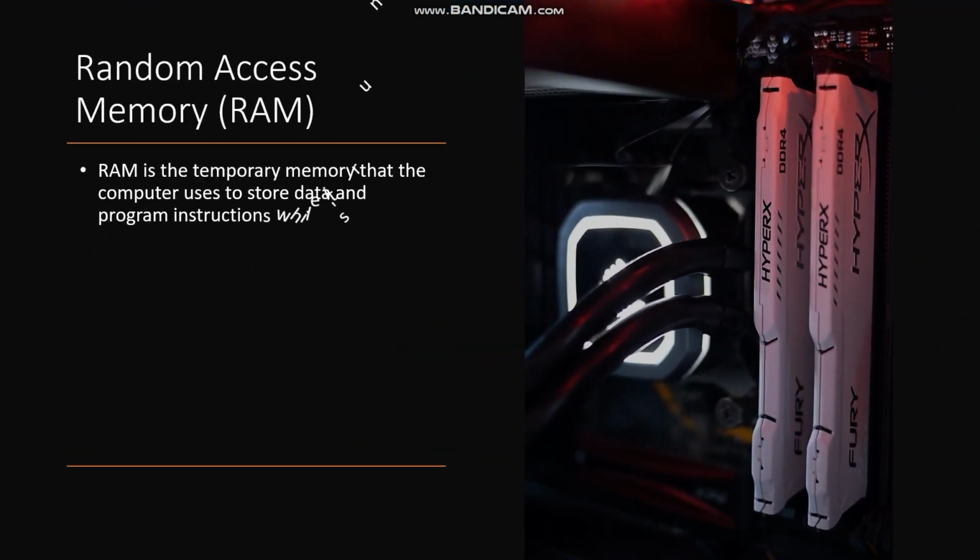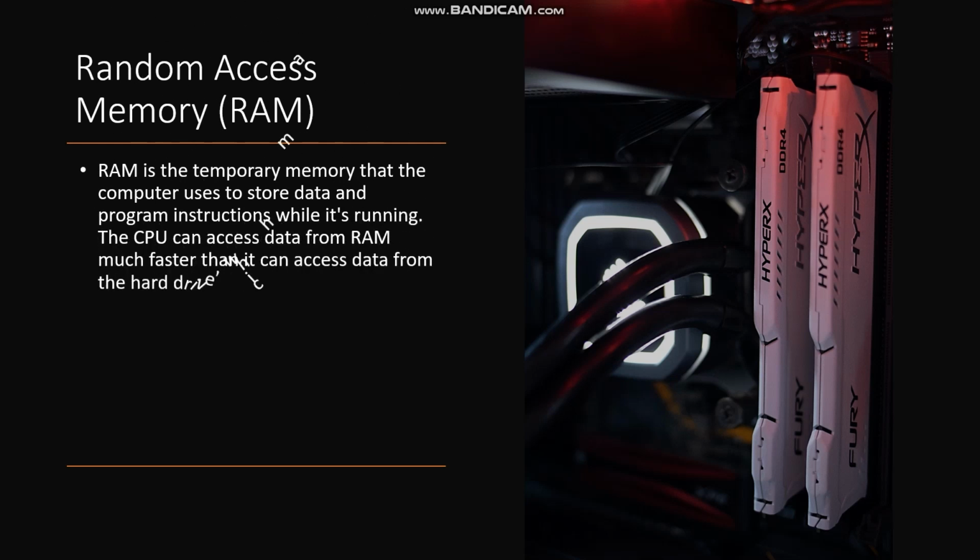RAM. RAM is the temporary memory that the computer uses to store data and program instructions while it's running. The CPU can access data from RAM much faster than it can access data from the hard drive, which makes it an important component for fast performance. The more RAM, the more programs it can run at the same time.